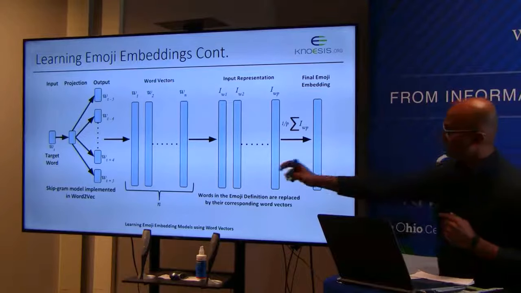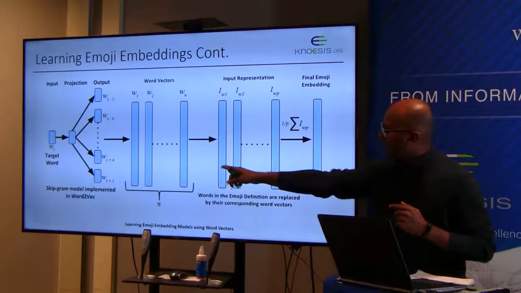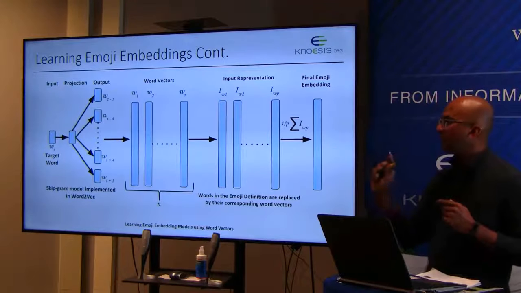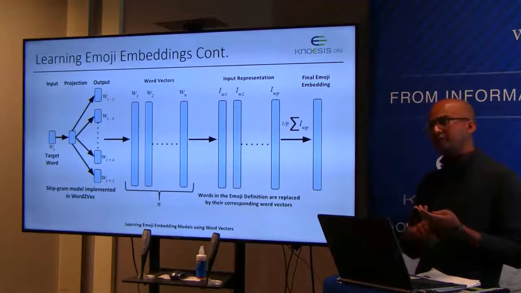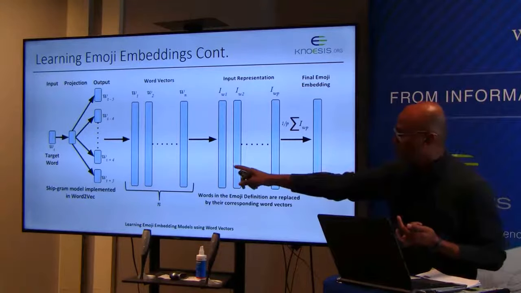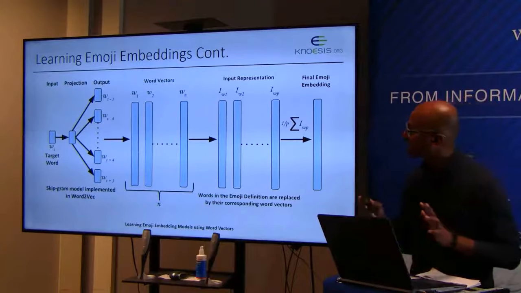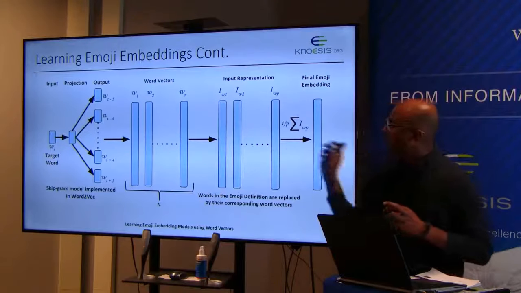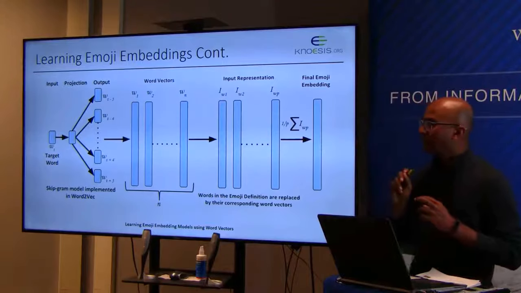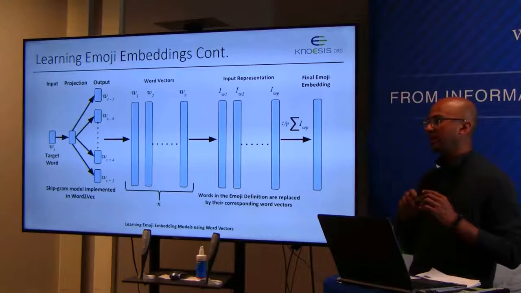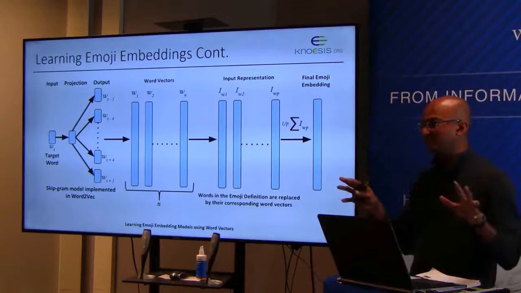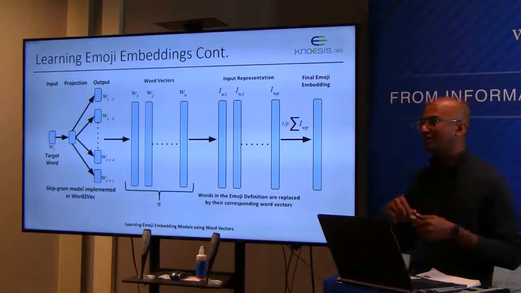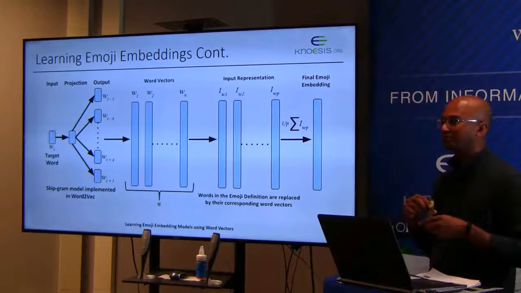So this is how we learn emoji embeddings. First we trained a skip-gram model using the Word2Vec tool. To train the skip-gram model, we use two corpora: a Twitter corpus with emoji and a Google News corpus, which was available online for us to use. Then for each word in those corpora, we learned the word embeddings. Does the Google corpus have emoji? No, the Google text corpus does not have emoji. It's news article based.